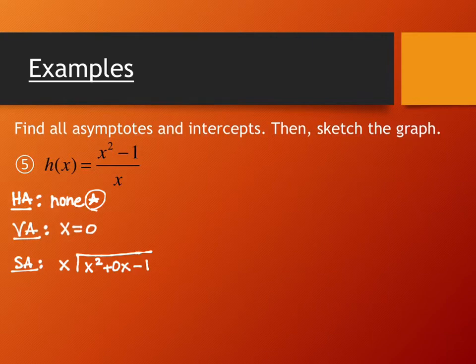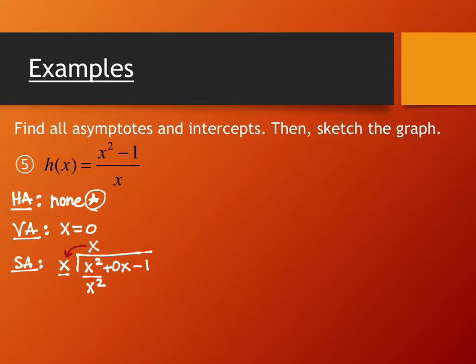And we're going to ask ourselves a question something like this. Either you can say, how many times does x go into x squared? Or a better question, I think, that's easier to work with is, what do I have to multiply the x on the outside by to get x squared? Well, I have to multiply it by x. x times x is x squared. So what I do then is I actually do that. I multiply the x times the x and I get x squared.